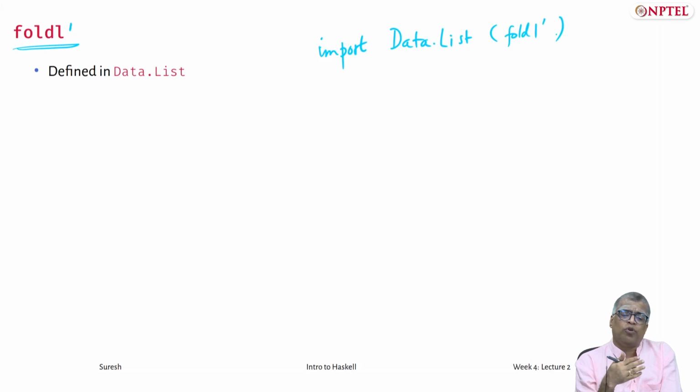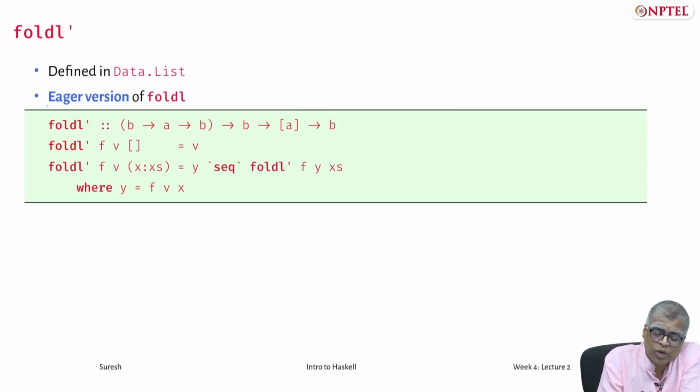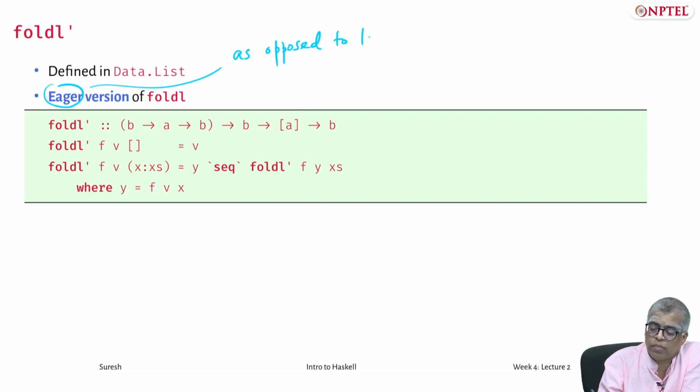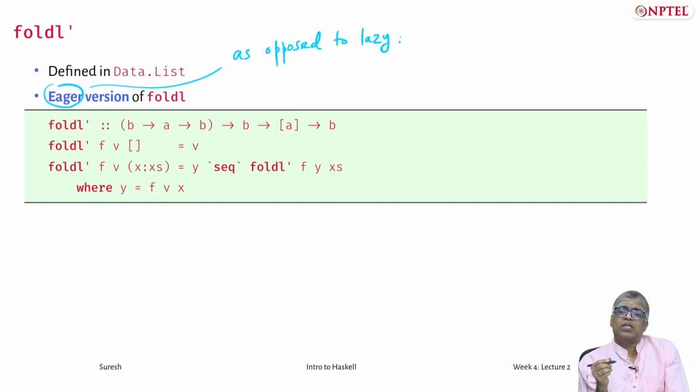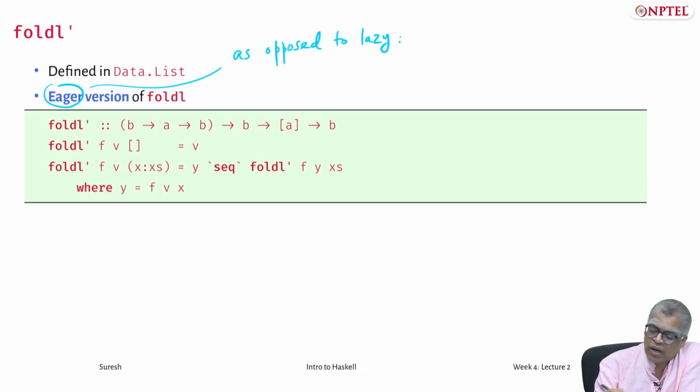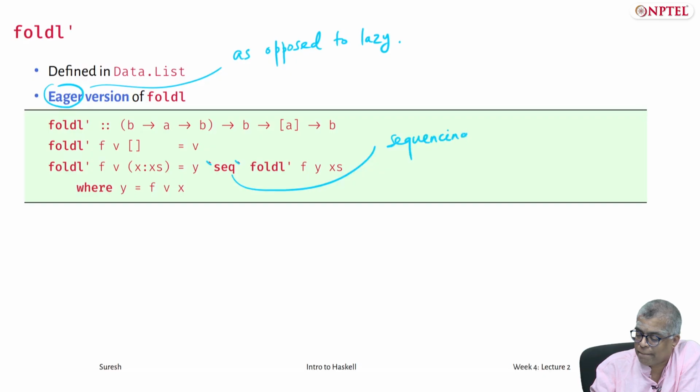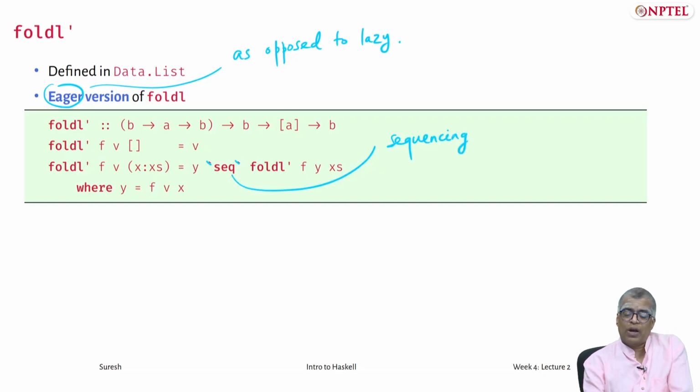What is the difference between foldl and foldl'? foldl' is what is called an eager version as opposed to lazy. What it does is it simplifies the argument immediately as soon as it gets it. You might not be able to understand this code right now, it's a little hard, but the point is that it uses a special function called seq, which stands for sequencing. What it does is it evaluates y.